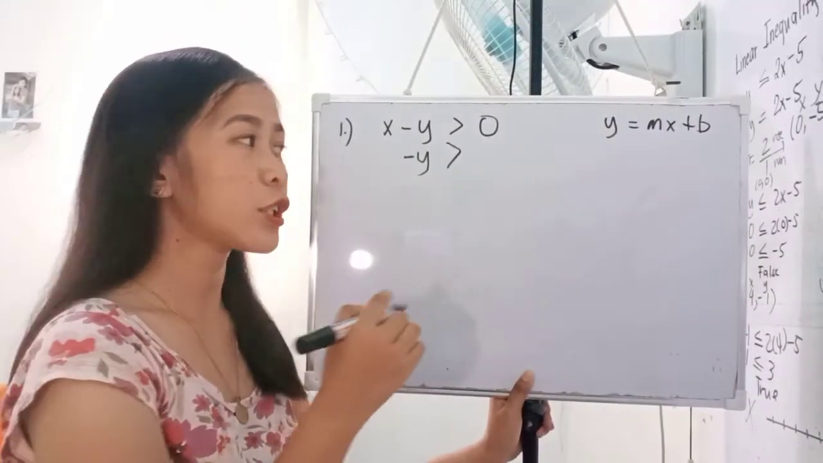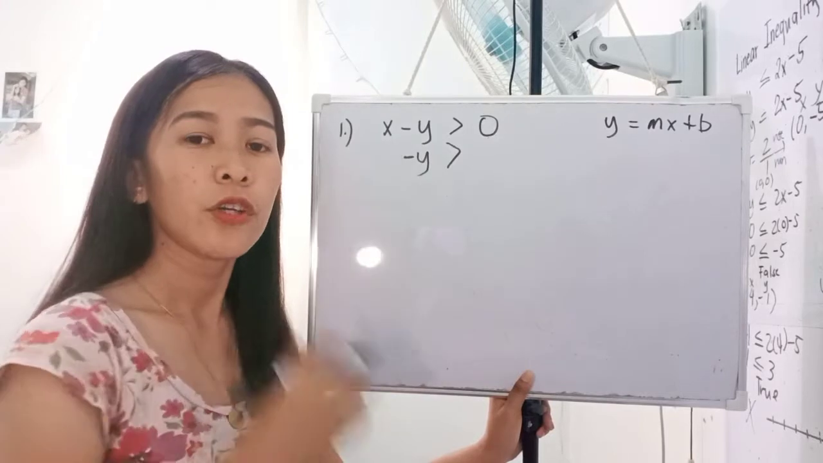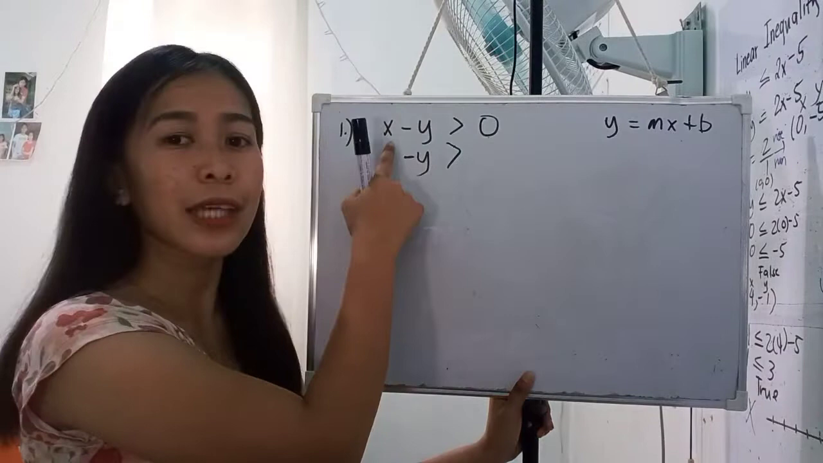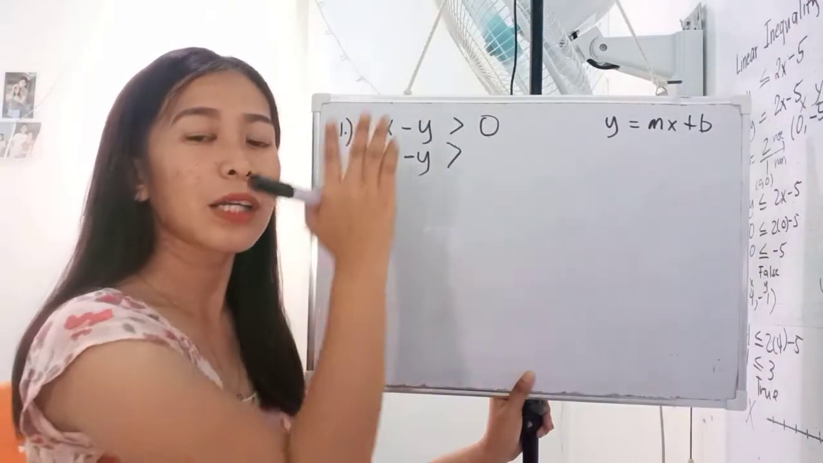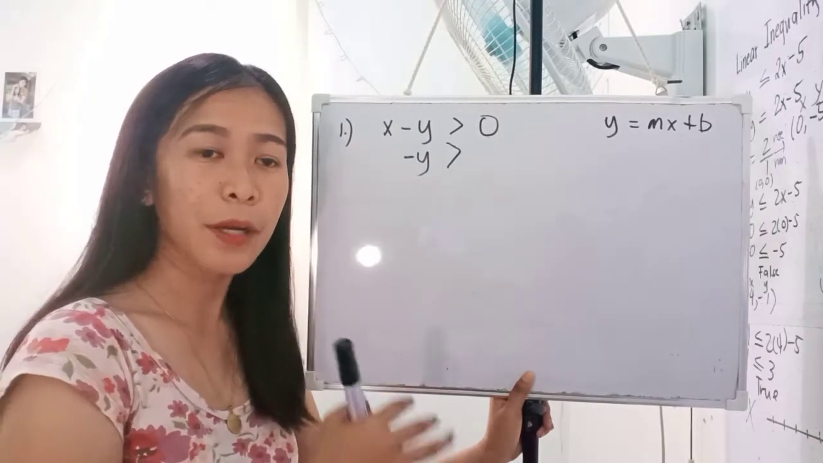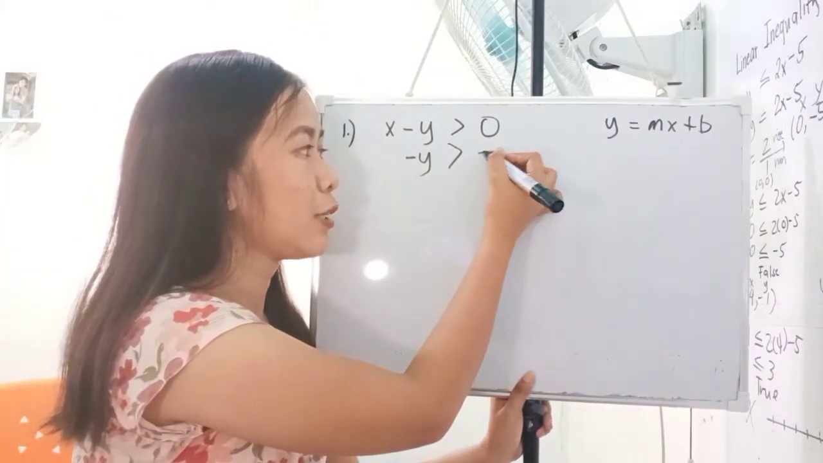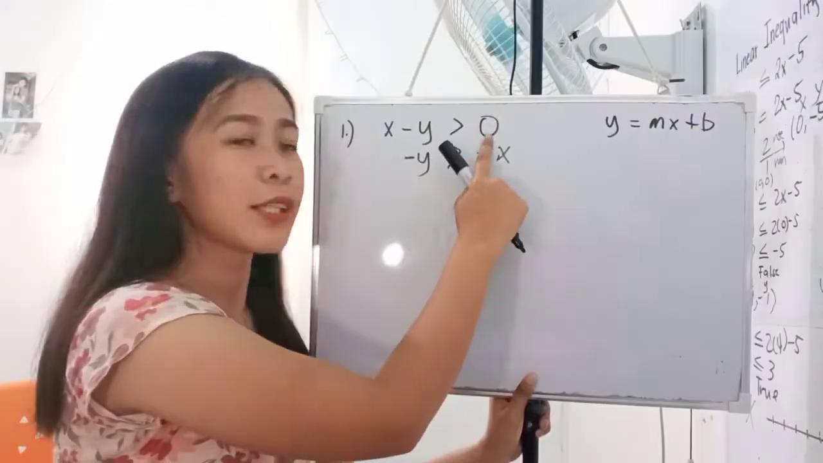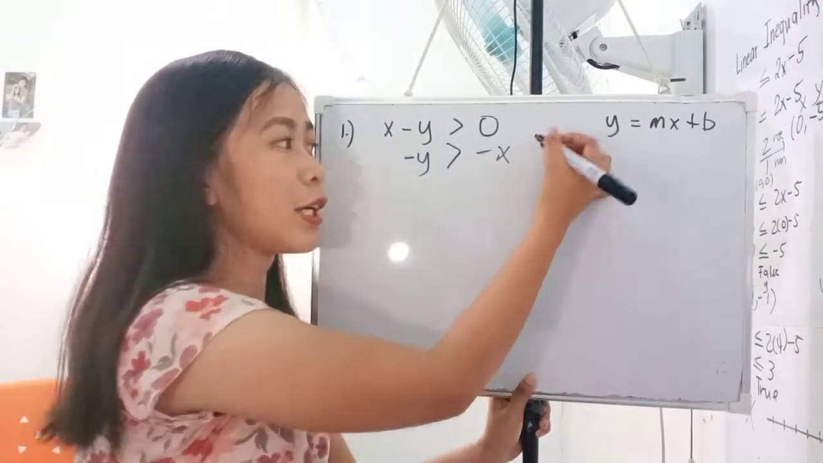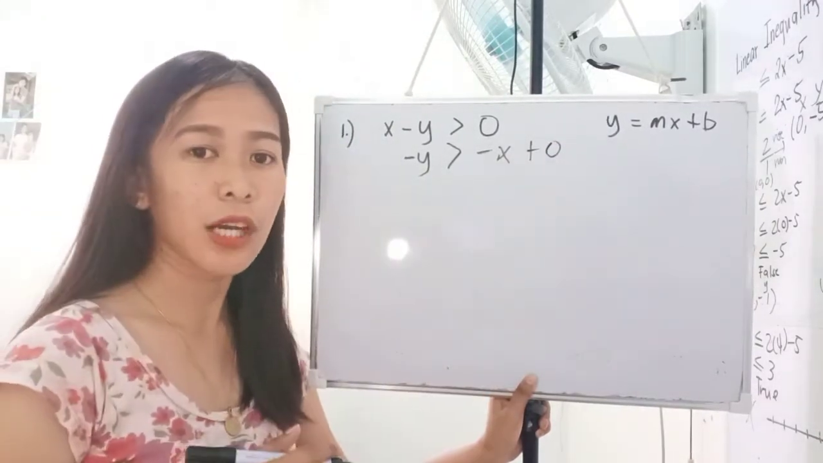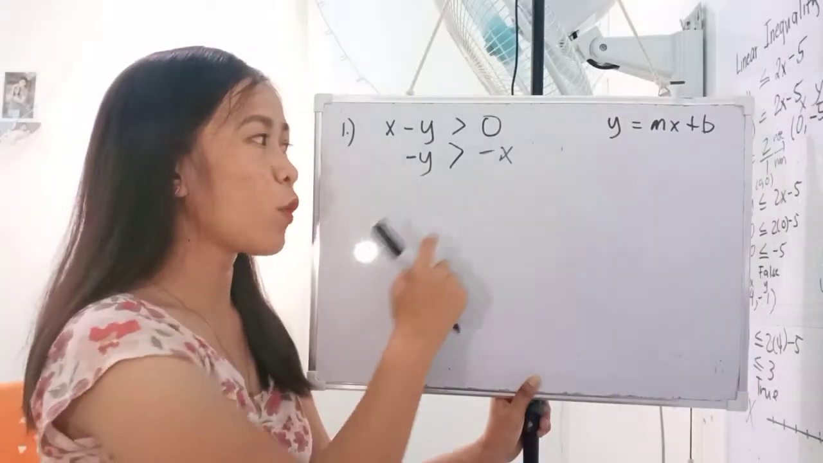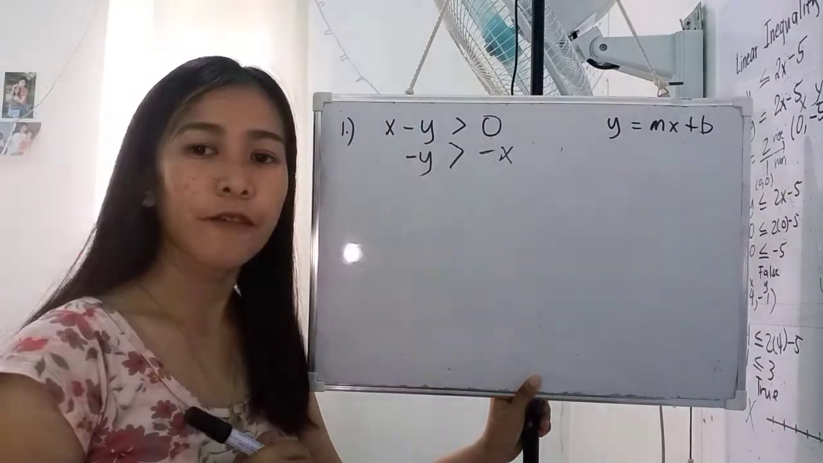Then what are we going to do is, of course, to just transpose x or use addition property of equality. Okay? So, since si x ay positive dito, kapag nilipat natin siya sa kabila, magiging, of course, negative. Magpapalit ng sign. Okay? Palagi niyong tandaan. So, we have negative x. And then si 0, plus 0 yan, pero dahil 0 na siya, hindi na natin siya kailangan pang ilagay. Therefore, meron tayong negative y is greater than negative x.